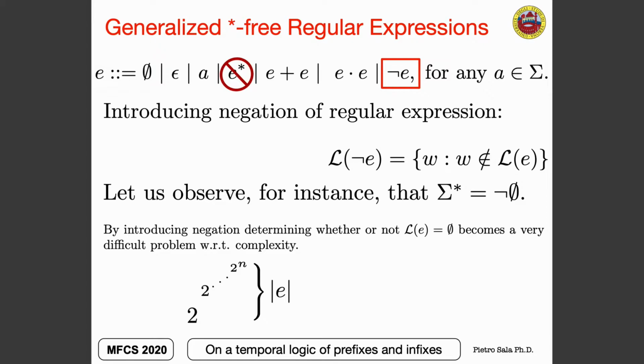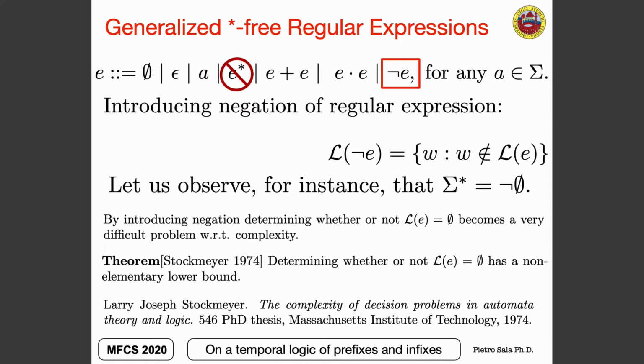While it is very easy to see if a language is not empty for star-free regular expressions, it is not as simple for generalized star-free regular expressions. As a matter of fact, it becomes a non-elementary hard problem, which means you have a tower of exponentials bounded by the size of the original expression. This is a classical result by Stockmeyer. You will usually find it for star-free regular expression equivalence in its original formulation, but the very same result applies to the emptiness problem of the language.